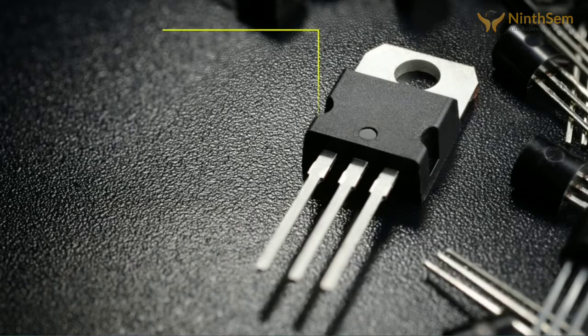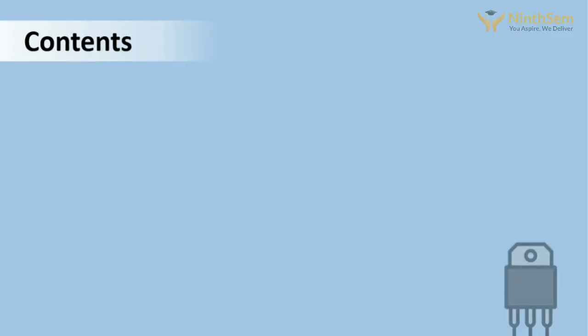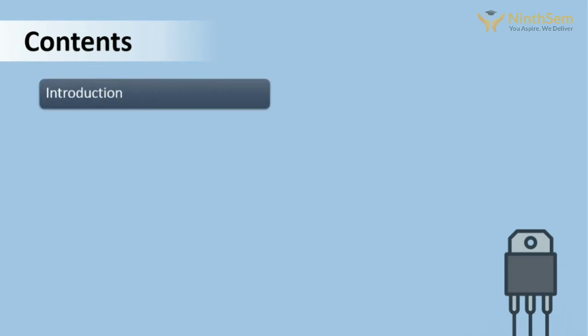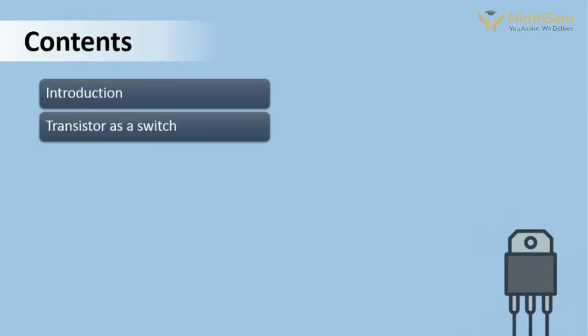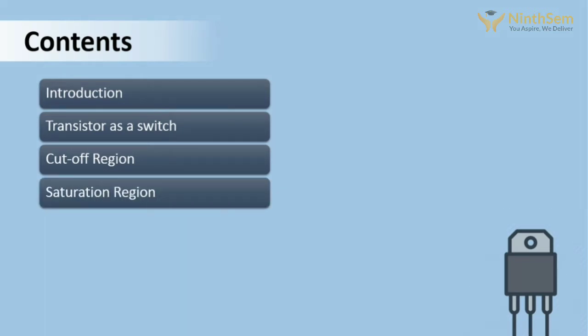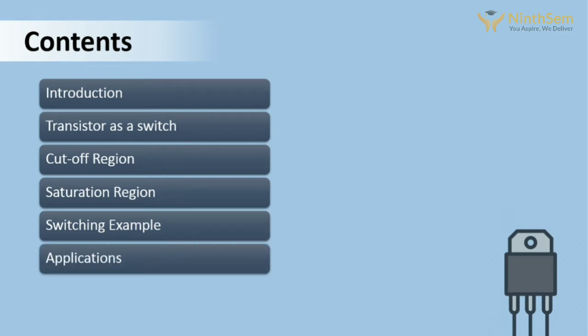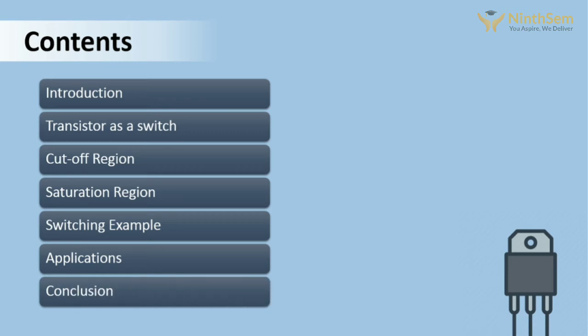Today we are going to see about transistor as a switch and its industrial applications. Let's get started. The contents which we are going to discuss today: how the transistor works as a switch, and when the transistor is in off state we refer to it as the cutoff region. We will discuss that, and when the transistor is in on state we refer to it as the saturation region. That also we will discuss with an example. Finally, we will see what applications there are when the transistor is used as a switch.